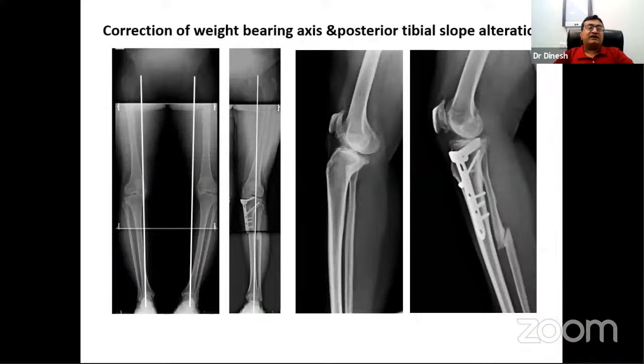And if we are able to correct this, on the left side we can see that there is too much varus. This is a weight bearing X-ray. If we shift the weight bearing axis near the Fujisawa point, then the lateral collateral ligament laxity will be compensated. And here we can observe that there is increased posterior tibial slope. Dr. Roshan was highlighting this. That slope also we have to correct because it will put a lot of stress on the anterior cruciate ligament. If we correct the posterior tibial slope and bring it to about 5 degrees, then both ligament laxities can be compensated very well.